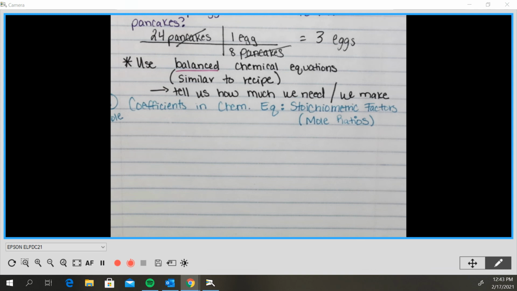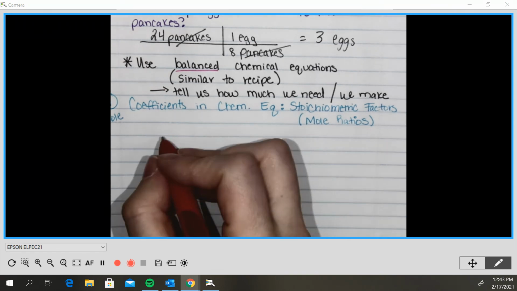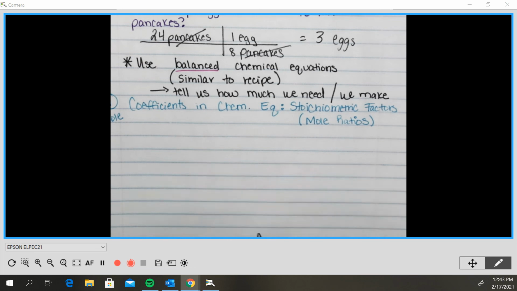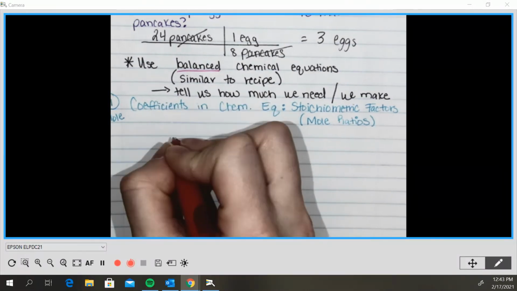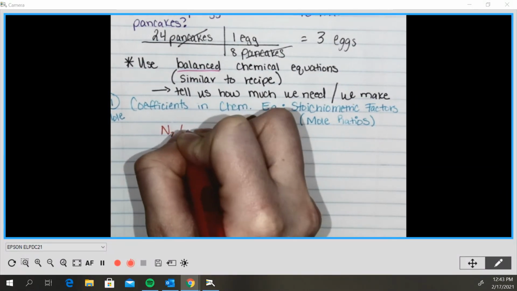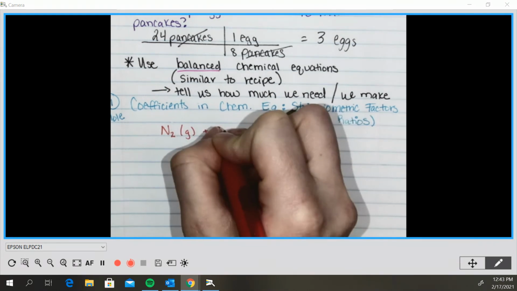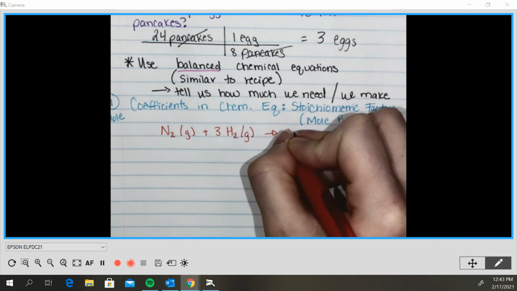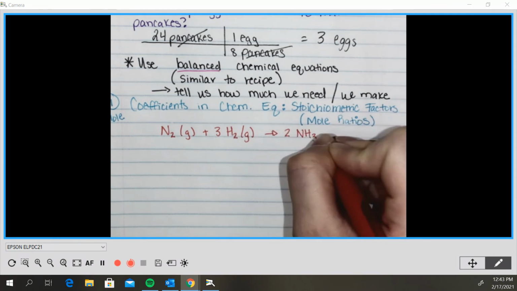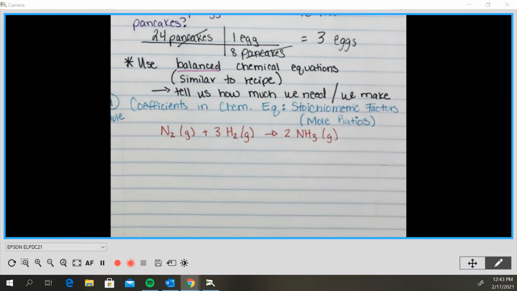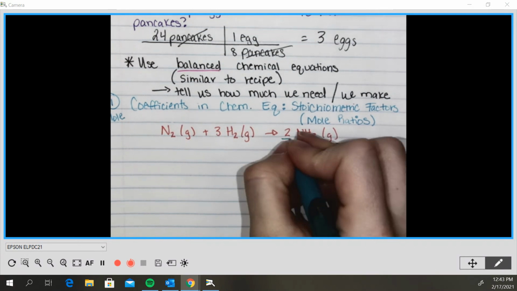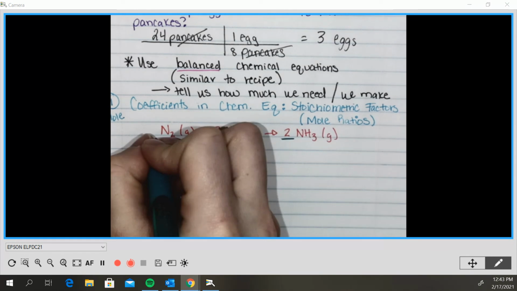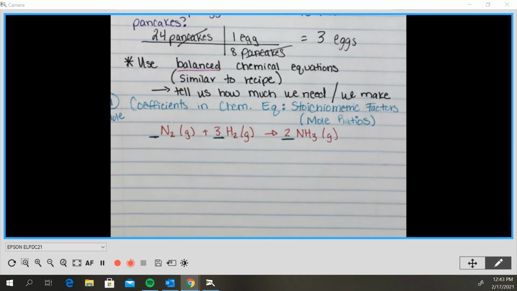All right. I'm going to give us an example of a balanced chemical equation. This is one we use very commonly: nitrogen gas plus hydrogen gas gives us ammonia gas. Coefficients, in case you didn't know, are the numbers in front.